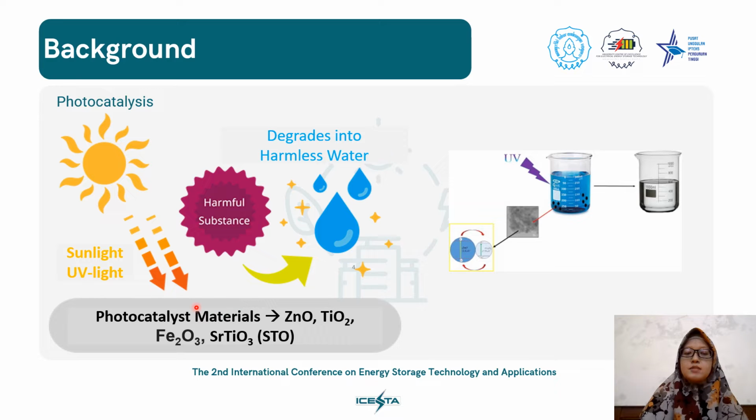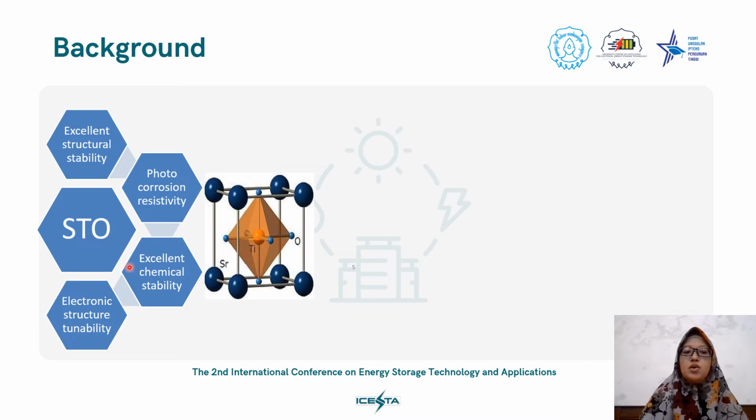Several photocatalyst materials commonly studied are zinc oxide, titanium dioxide, ferric oxide, and strontium titanate, or SrTiO. SrTiO is gaining much attention today as a photocatalyst material because it has excellent structural stability, photocorrosion resistivity, chemical stability, and structure tunability. SrTiO is one of the perovskite materials, and it can act as a semiconductor material if it gets some treatment.